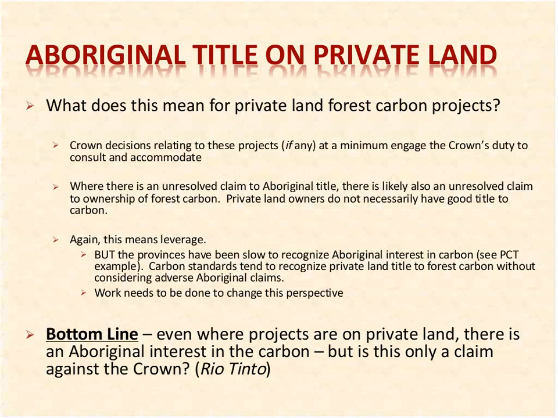And again, the provinces have been slow to recognize Aboriginal interests in carbon on private forest land. Carbon standards generally, and there's a few exceptions, but generally, carbon standards like ECS or CCAR tend to recognize private land title to forest carbon without considering Aboriginal claims. So if somebody has fee simple ownership in land, the standard will likely issue them an offset or carbon on that land, even if there are outstanding adverse Aboriginal claims. And again, there needs to be some education and advocacy with standard makers to tell them that that's not necessarily the case.